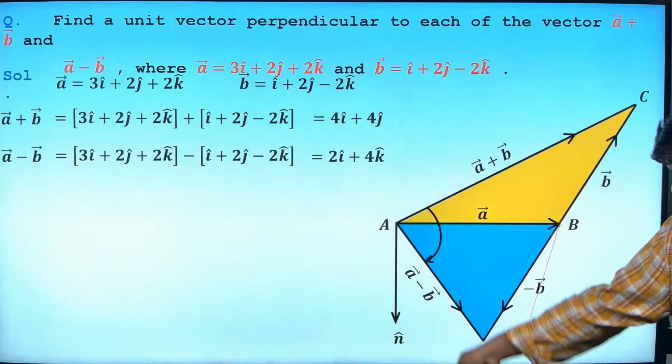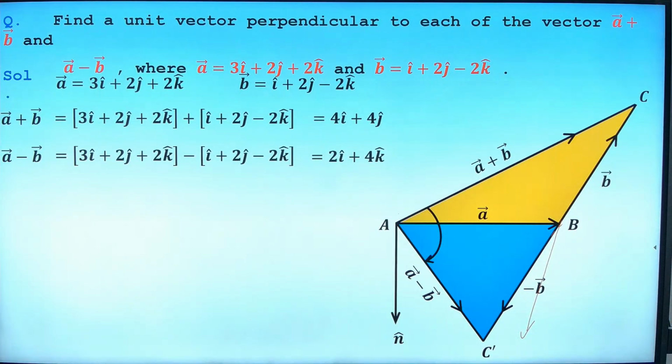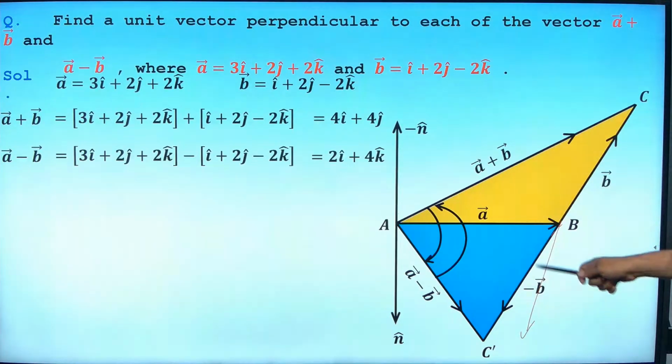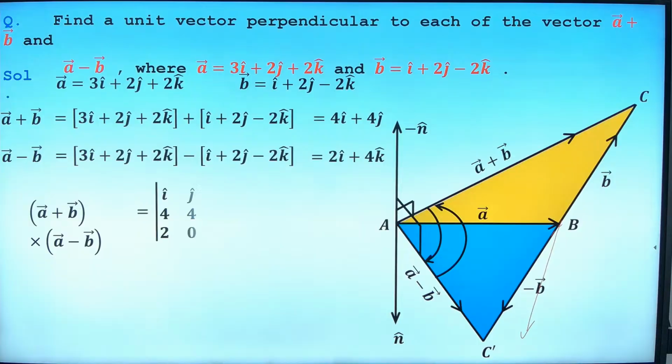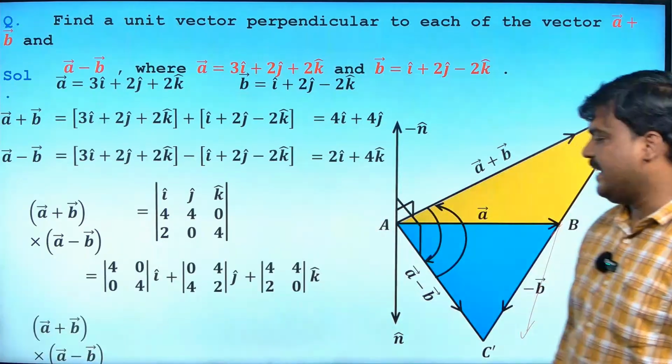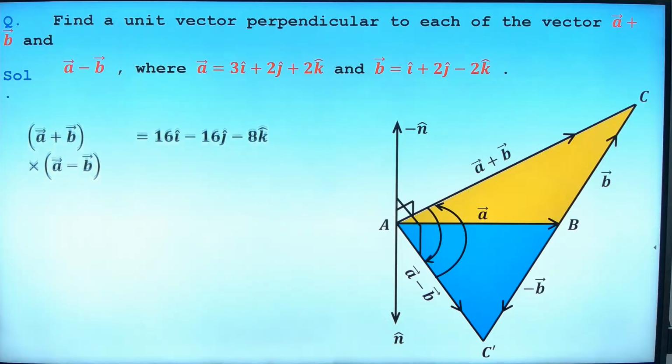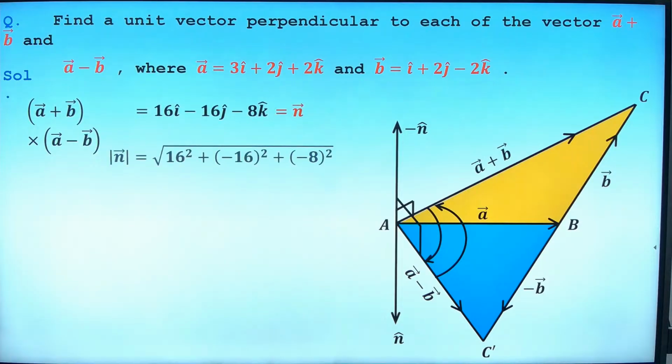Okay, and I'm going to take n cap. That is the vector I want to find. And I'm going to have another, minus n cap, which is perpendicular, because for the perpendicular vector, this is going to be 90 degrees and this is going to be 90 degrees. Okay. So I'm going to take the cross product of the two. So what will I find? I'll find the vector. Okay, so this vector, I want the unit vector of that.